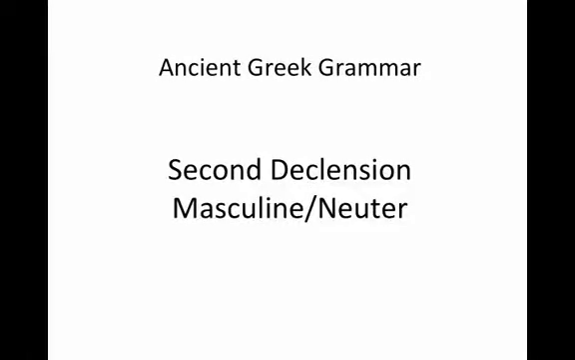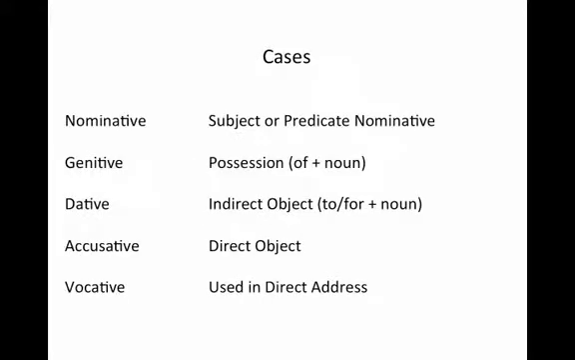Today we're going to talk about Greek nouns, specifically the second declension masculine and neuter. Now, just like Latin, Greek has cases. And if you look, we have the nominative, the genitive, the dative, the accusative, and the vocative. So most of these will look familiar. However, we're missing the ablative.